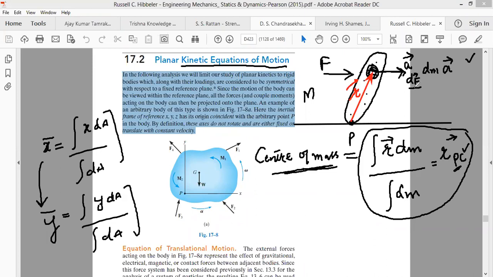Now look at this df. It has some radius vector from point P, and from the definition of torque, there will be some moment of this small force df about point P. Therefore, we can write the small moment dM_P about point P, because of the small force df, as the radius vector r cross df. This is the small moment created by the small force acting on the small mass element dm.